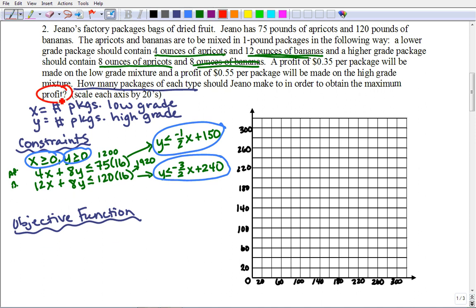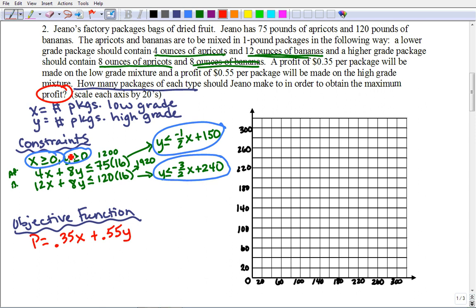We are looking at our profit. So we'll say our profit, we make 35 cents per package of the low-grade mixture, so 0.35 times the number of packages of the low grade, plus we make 55 cents profit times the number of packages we get of the high grade mixture. So we'll come back to that one in just a moment.